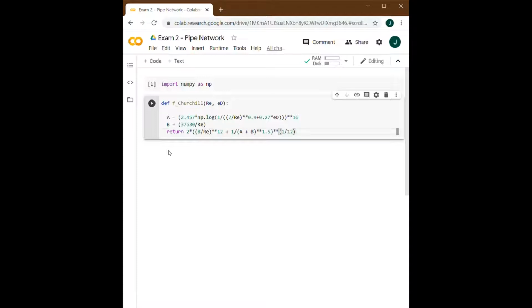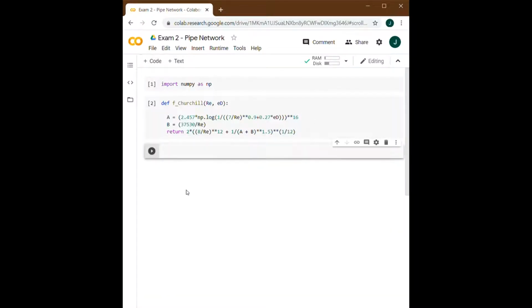Like I said before, we use it to find our friction factor for laminar and turbulent flow given a Reynolds number and internal pipe roughness. So we'll run this to make sure we don't have any syntax errors, and it looks like we're good.